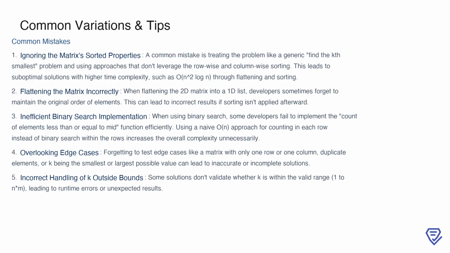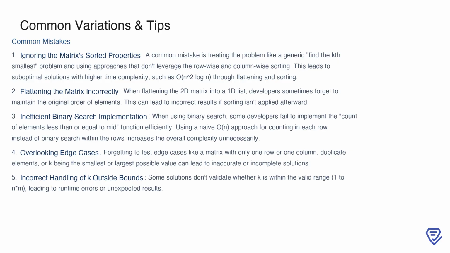Some developers forget to maintain the original order of the elements, which can result in incorrect results unless the list is sorted again. For those using binary search, inefficiencies often arise in the implementation of the counting function, where a naive O(n) approach is used to count elements row by row instead of leveraging binary search within each row.